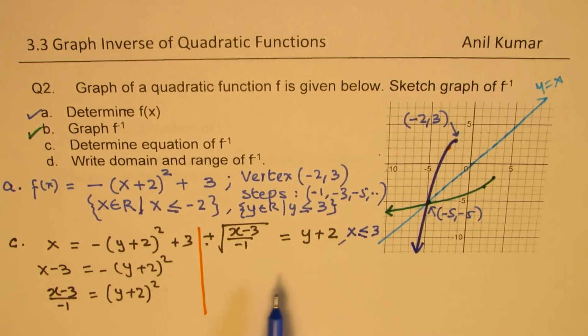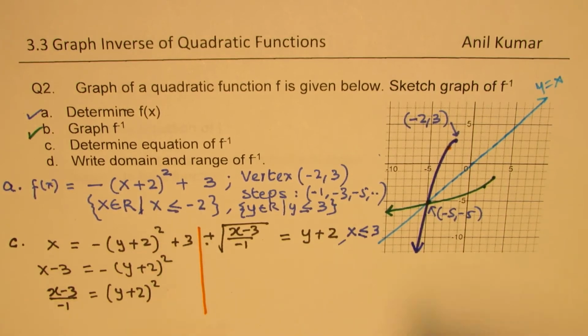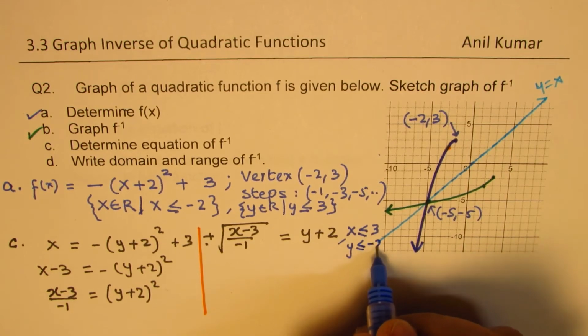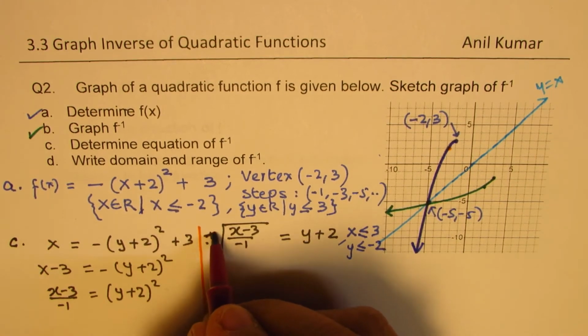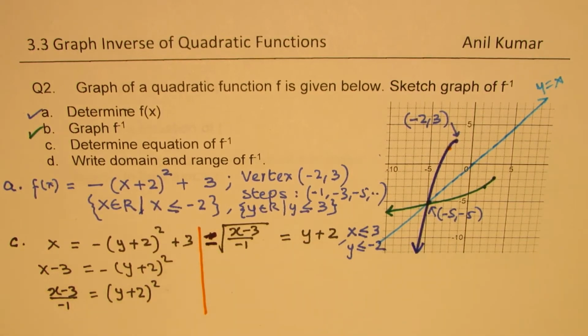Right? That is one thing. And as far as the y value is concerned, it is going to be less than or equal to minus 2. Now, this is very important to understand, since the domain and range will swap for the inverse function. Correct? Therefore, we are not going to take the plus sign. We are only going to take the negative sign in this particular case.